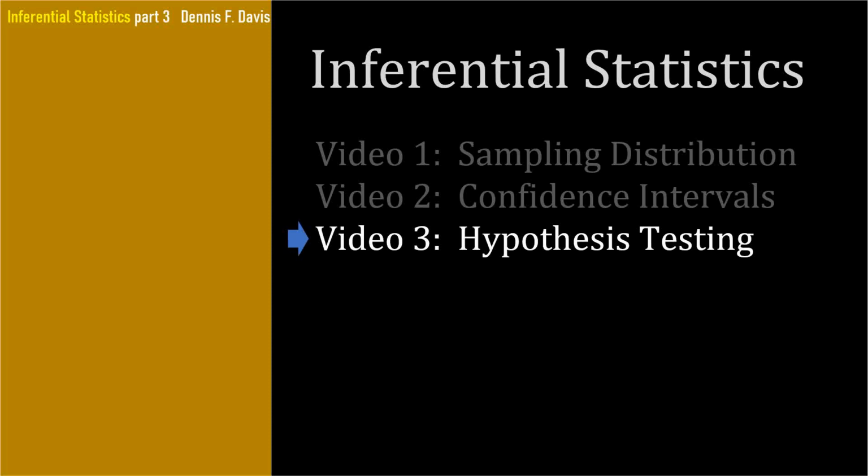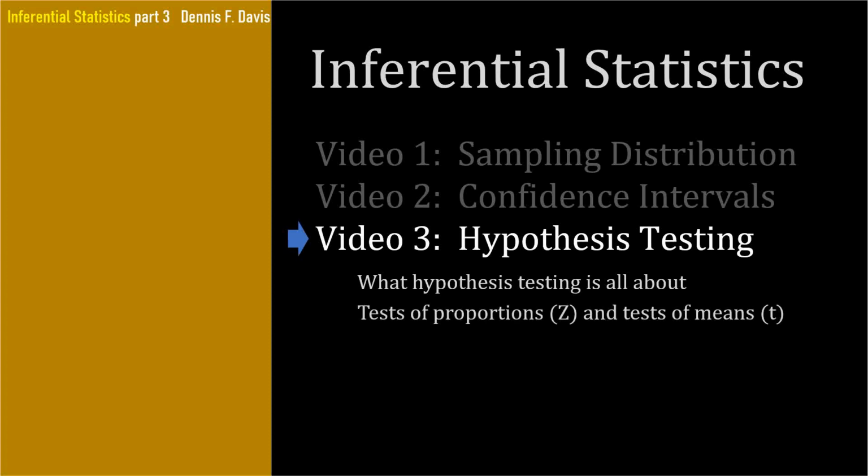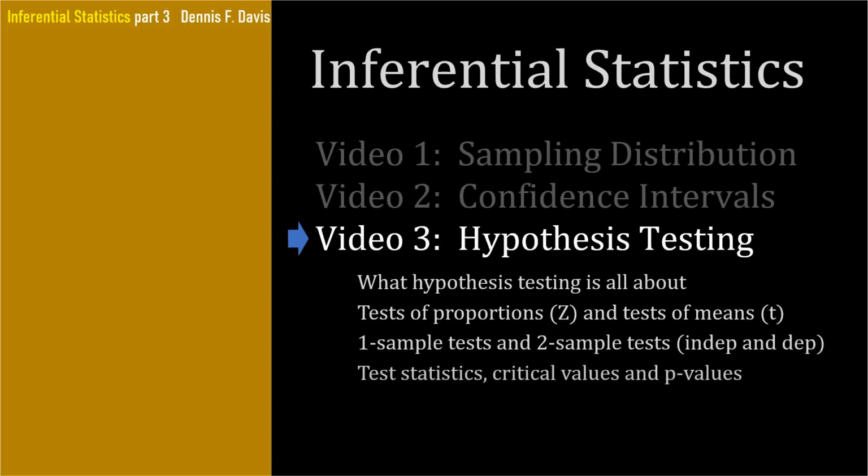We'll cover what hypothesis testing is all about, tests of proportions and tests of means, one-sample tests and two-sample tests, both independent and dependent, test statistics, critical values, and p-values, type 1 and type 2 errors, including alpha and beta. This is a long video, and I work out lots of hypothesis test problems.